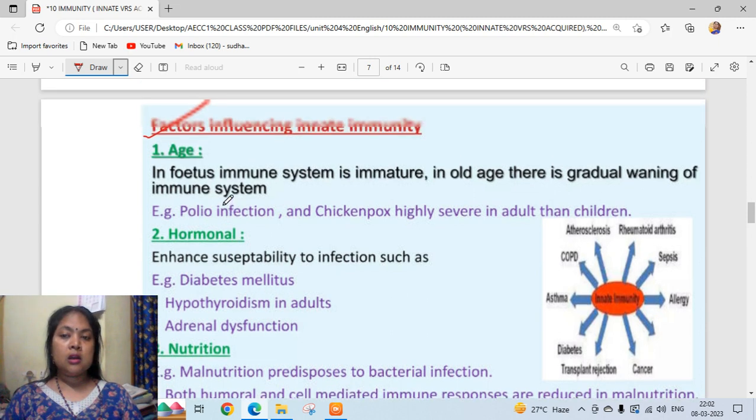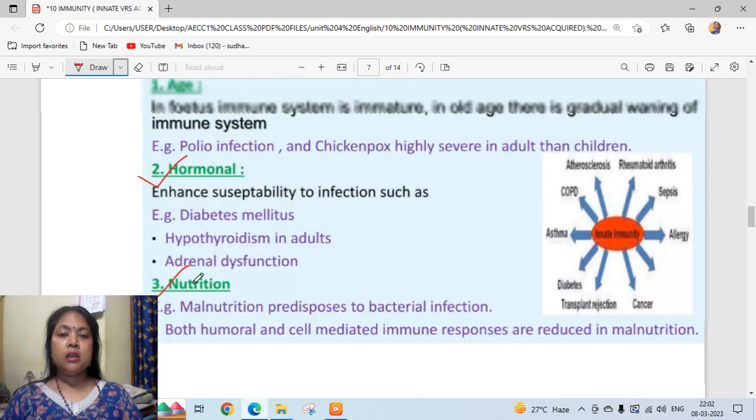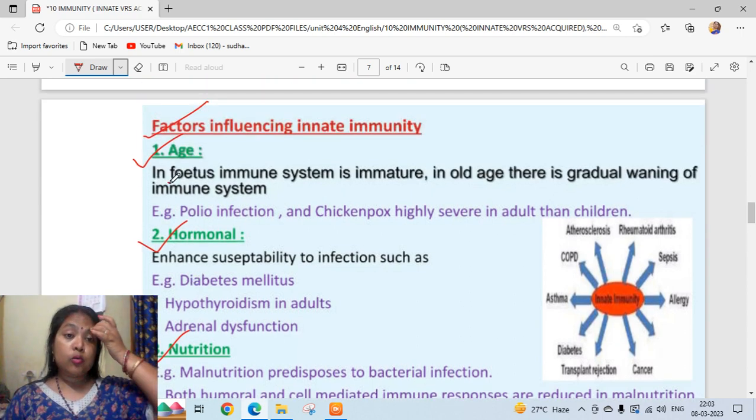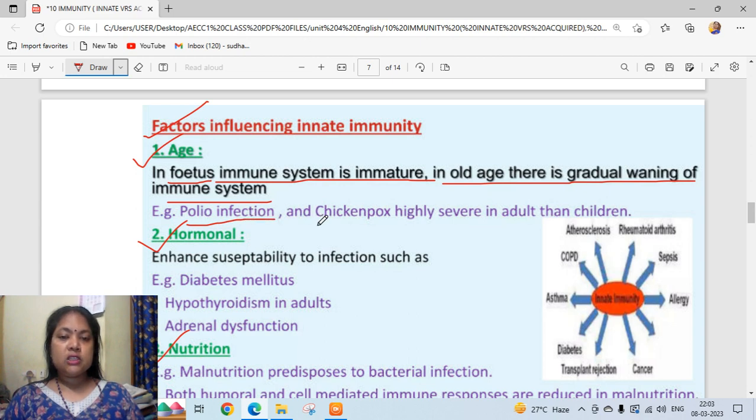Then what are the factors that influence innate immunity? You can see here that the major factors are age, hormonal factors, and nutritional factors. In the fetus, meaning small babies or newborn babies, the immune system is immature. In old age, there is gradual waning of the immune system, meaning when you are old, your immune system will again reduce. For example, polio infection and chickenpox are highly severe in adults than in children.